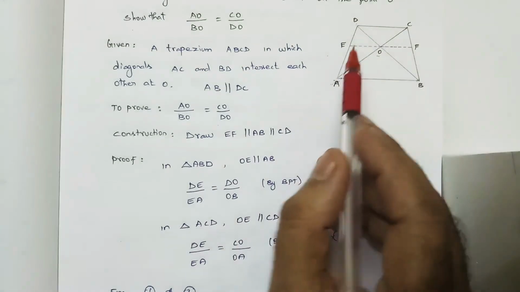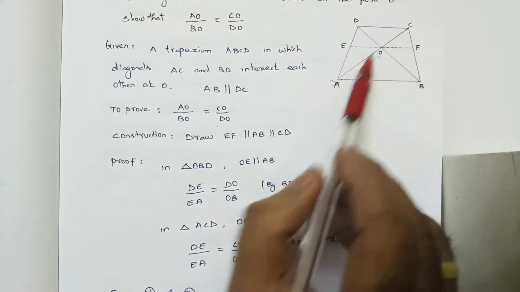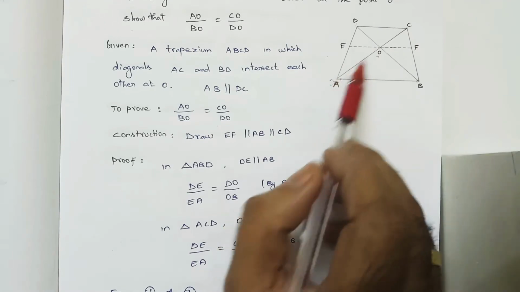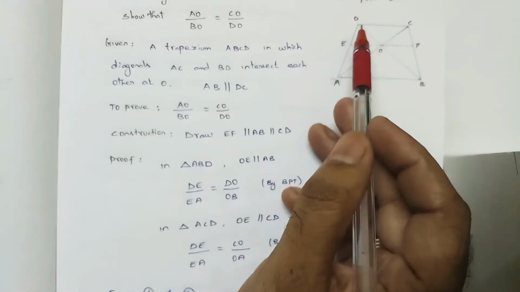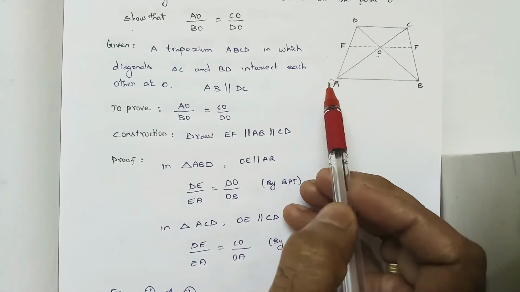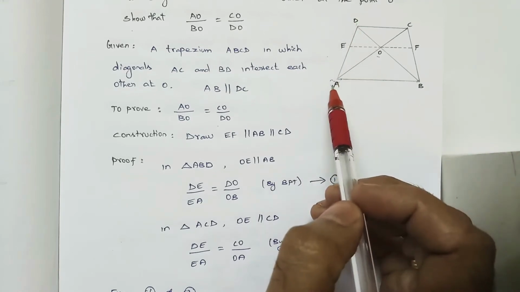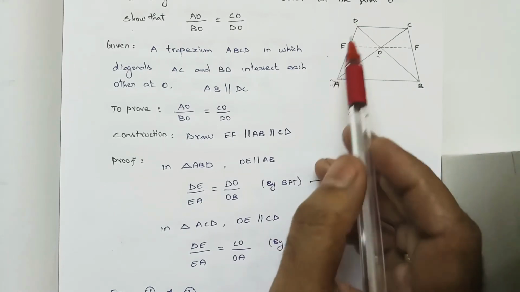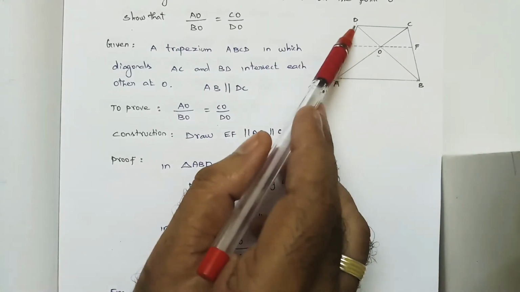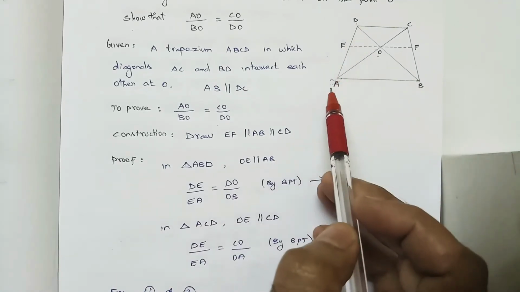See, usually we have taken the common side as a diagonal. But now I'm going to take the sides of a quadrilateral as the common side. I'm just taking AD as a common side. In triangle ABD, the diagonal BD is coming, and at the same time the side AD is also coming, right?